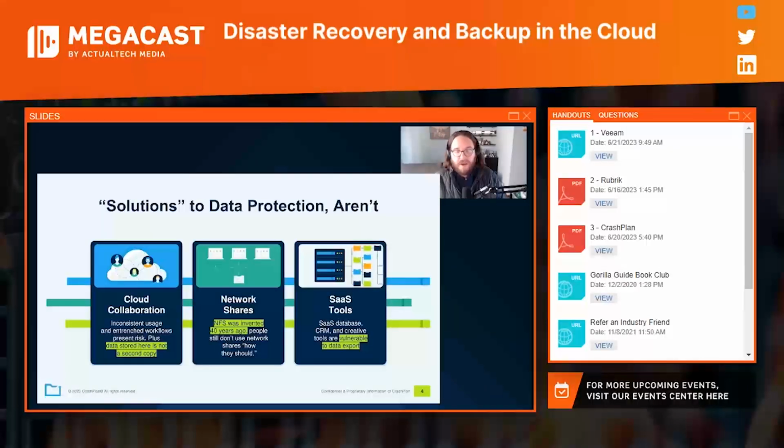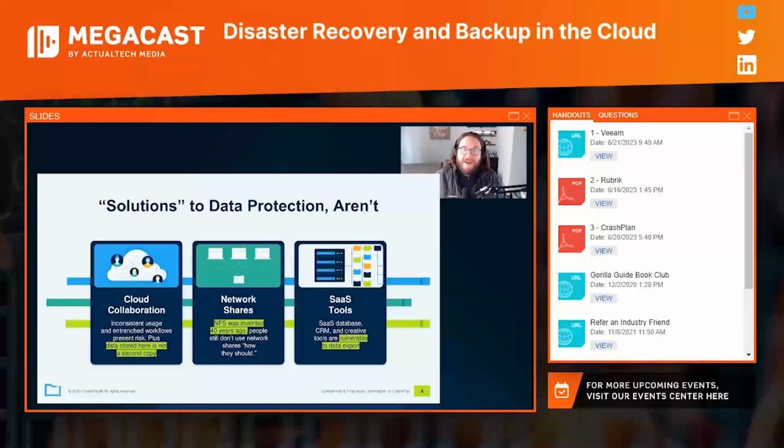So these solutions that are in place, specifically cloud collaboration and network shares, like I have on this slide, NFS was invented 40 years ago, and we're still having this problem. When it was invented, it was supposed to solve this so that, oh, nothing's going to be on the device that you're sitting in front of. Is that true for anybody who's watching this today? Because it's certainly not for me.